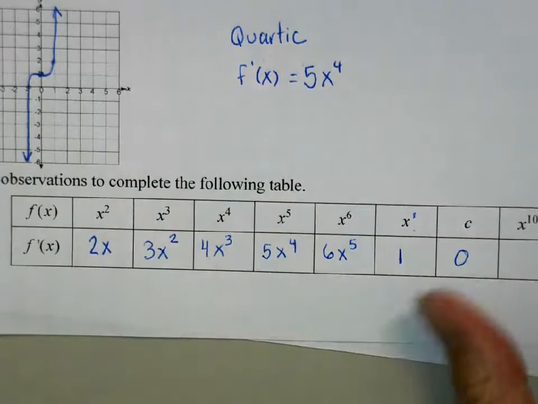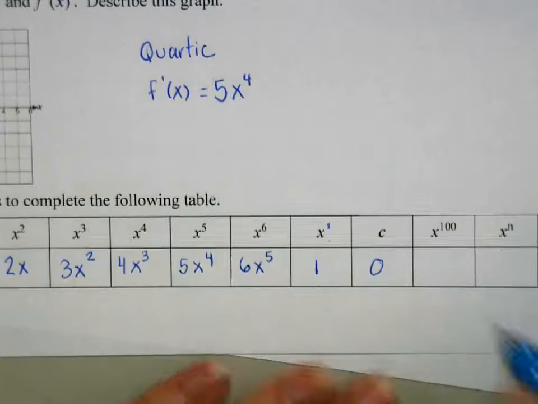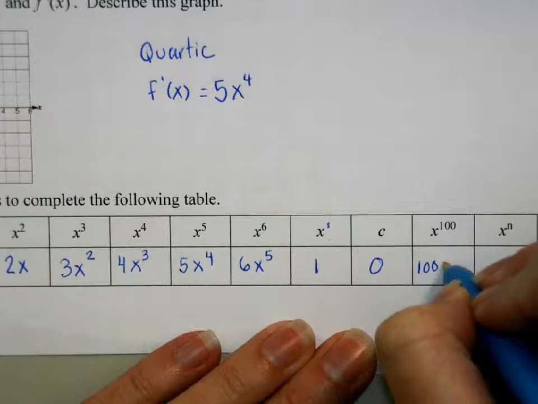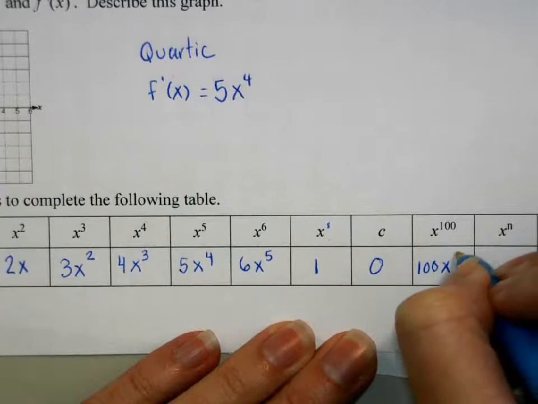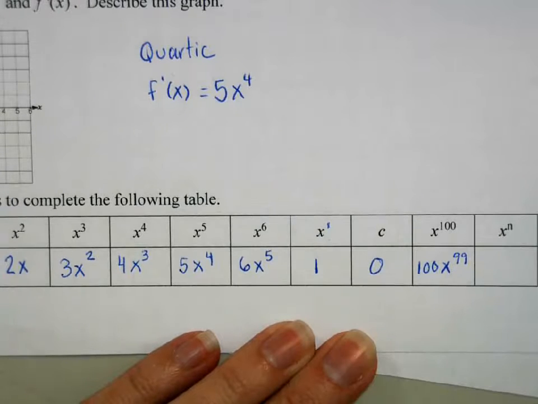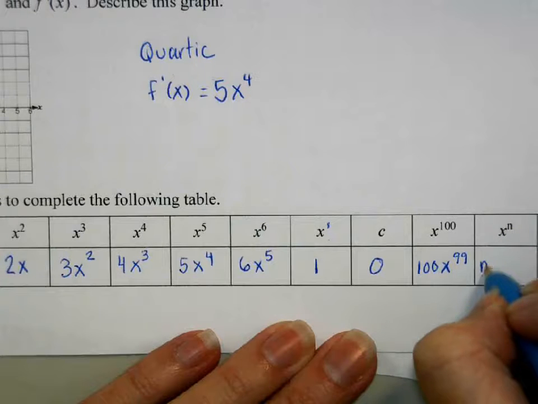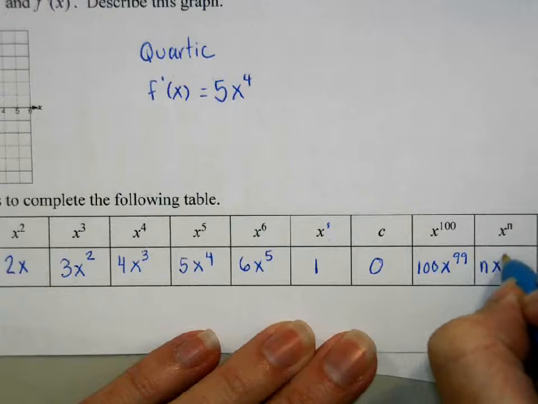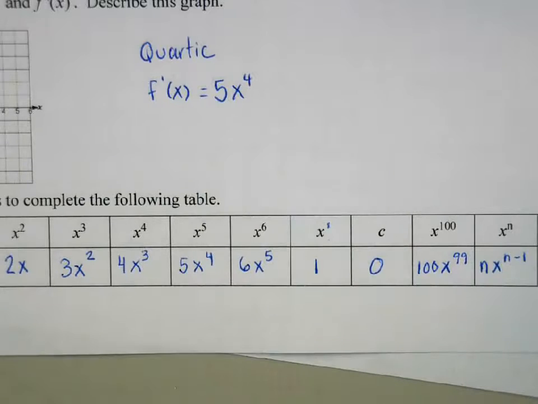What about x to the 100th? It would be 100x, and then my power would be 99. So how do we generalize that? We bring the power down and subtract 1 from the power. So this is the power rule.